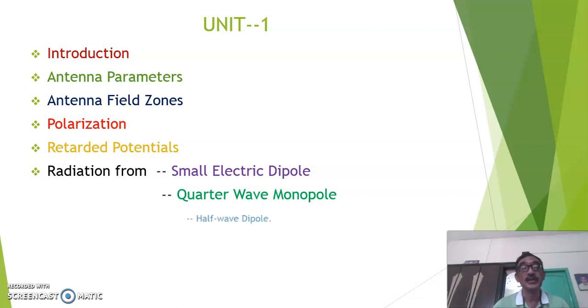As the next step, we will study the same information for a quarter wave monopole. And then finally, we will study the half wave dipole. So all radiation characteristics we will study under this particular header.